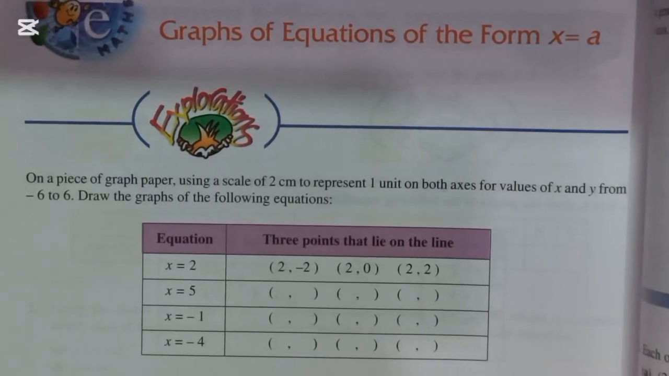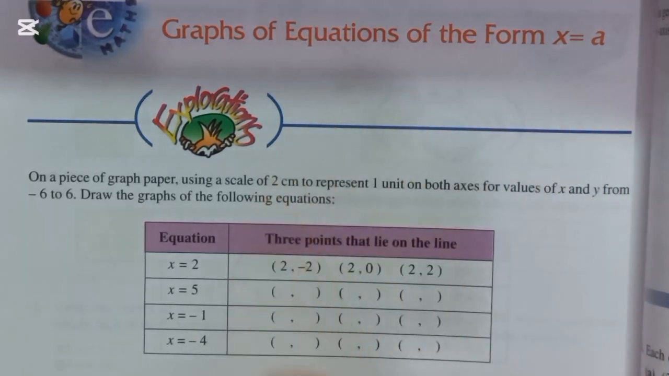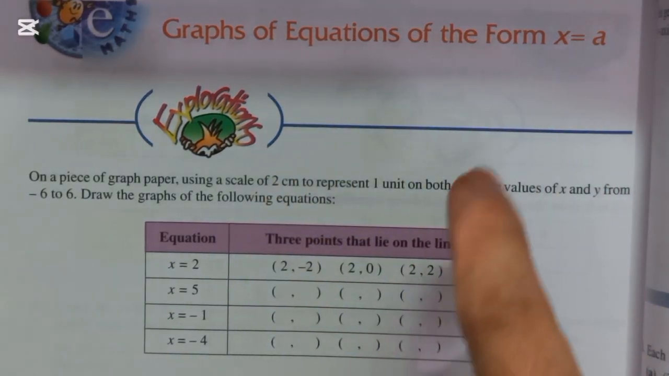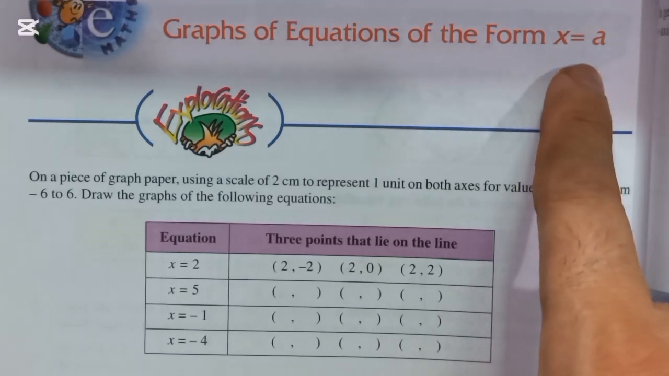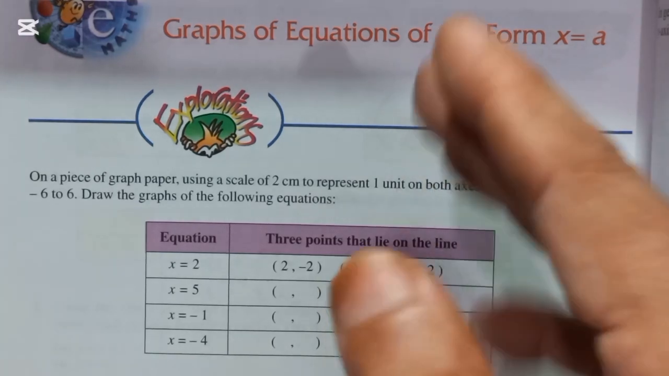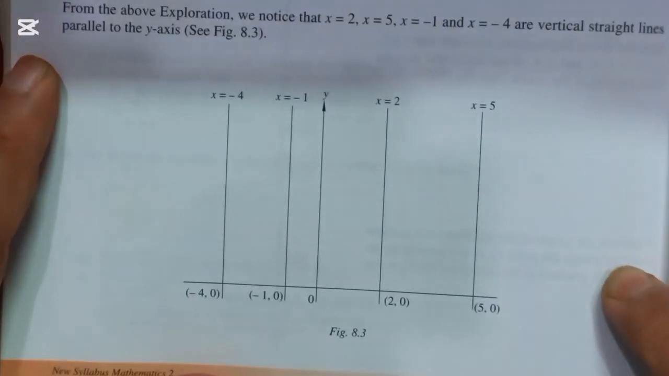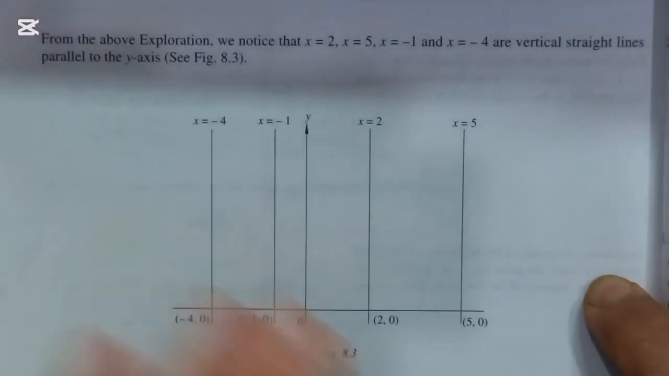The next thing that we are going to read is the graphs of the equation of the form x is equal to a. So previously you have understood the graphs of the form y is equal to c. Those graphs were parallel to the x-axis, and the graphs of the form x is equal to a will be parallel to the y-axis. For example, you are required to draw the graphs of x is equal to 2, x is equal to 5, x is equal to -1, and x is equal to -4. So look here now. Here are the graphs of these forms.